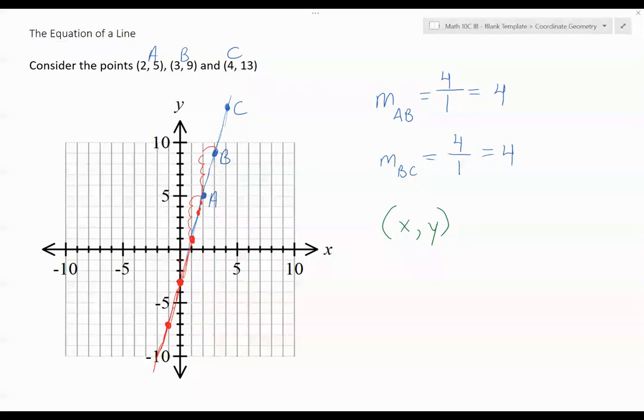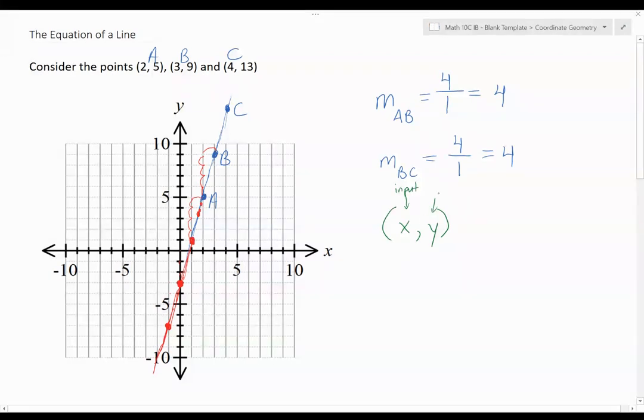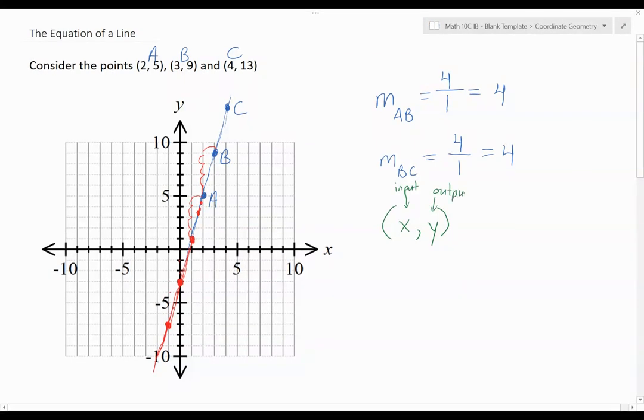Now we could try and figure out this rule through a little bit of guess and check by considering, well, let's say, for example, I had the number 2. How could I use 2 to calculate 5? That could also be used with 3 to calculate 9, and it could also be used with 4 to calculate 13. We usually consider x to be our input variable. So that's the thing we're starting with. And y is our output variable, the value that gets calculated as a result of this.